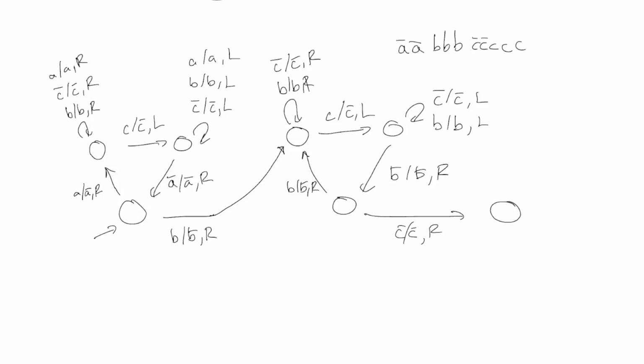And now, as usual, I'm going to go through the remainder of the string and just make sure that it consists only of C bars. That's what should happen here, right? If we've actually done this whole thing properly, the rest of the string should be all C bars. So it's going to be a loop here, C bar, R. And if we make it all the way to the end, we accept. So it's like so.